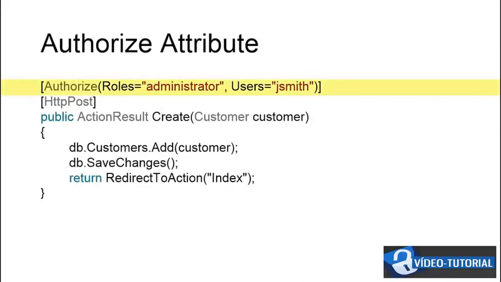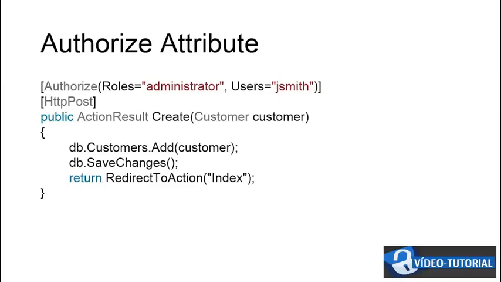The Authorize attribute can take several optional parameters, including a list of roles and a list of users who are authorized to execute an action. Notice that we can stack this right on top of our HTTP post action selector. In this example, we're indicating that anyone who has the administrator role is authorized, as well as the user J.